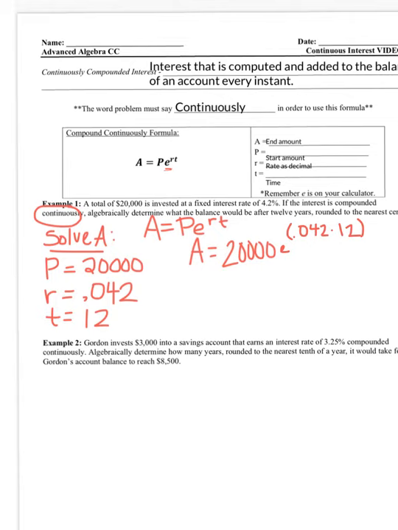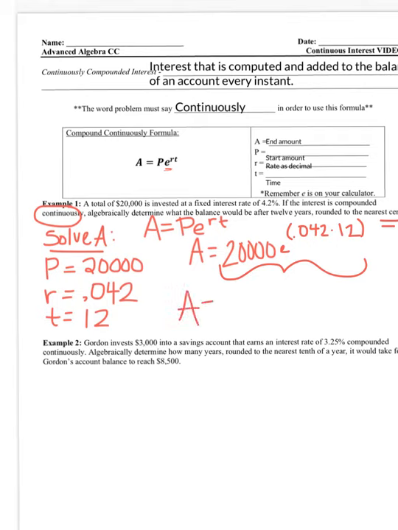Again, whenever you're solving these, you have to think, where is your variable? If the variable is up in the exponent, you need to use logarithms. If not, then you don't. So in this case, A, the variable, is by itself on one side, so you just have to plug this side into the calculator, and we are rounding to the nearest cent.